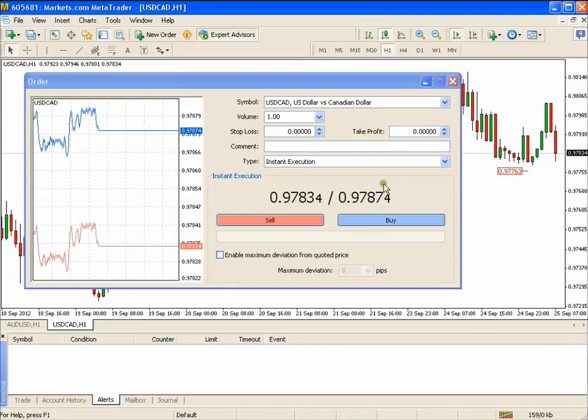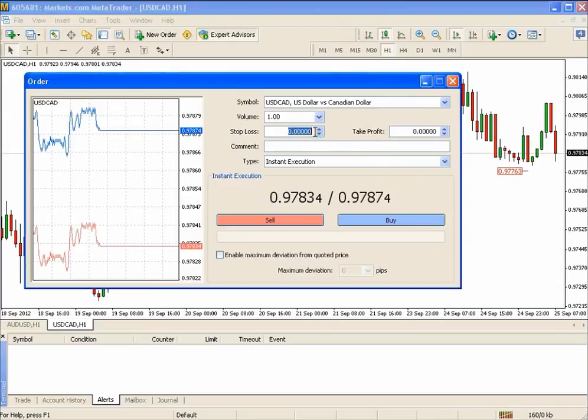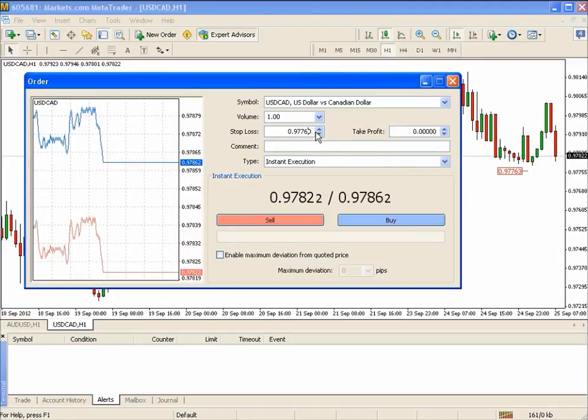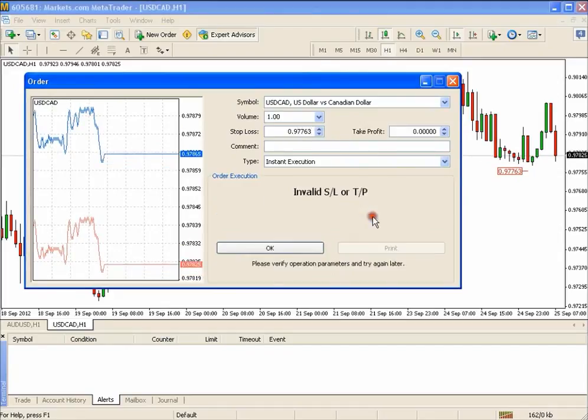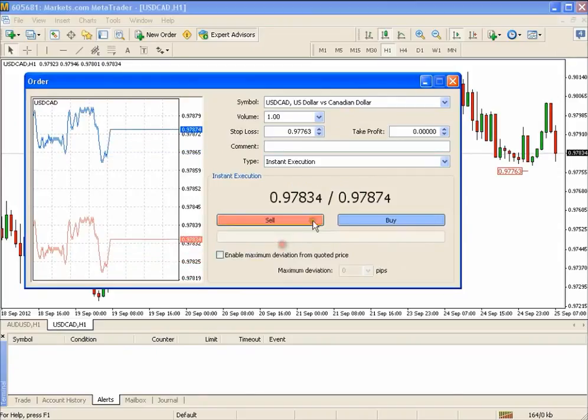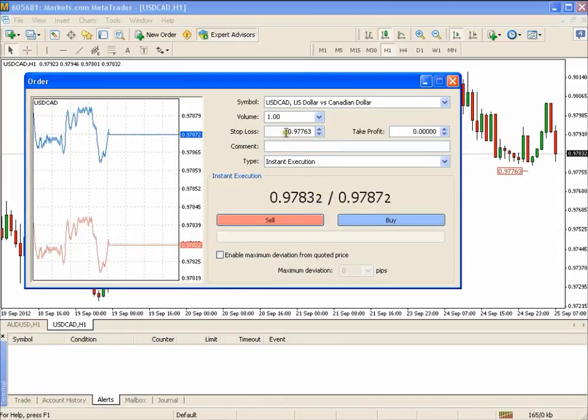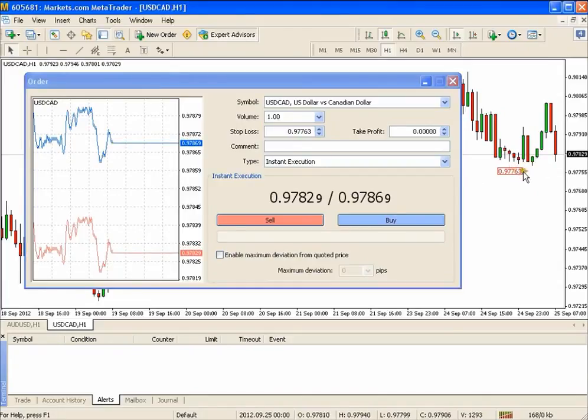Just please note that I'm just choosing random trades, so don't hold this one against me. Now we're going to put in this as our stop loss value. So all I'm doing is I'm going to type in 0.97763 and now I'm going to click buy. Alright, you see this invalid stop loss or take profit? This is telling us that our stop loss is invalid. What they want us to do is to have a stop loss of more than 80 points or 8 pips. So this stop loss is actually too close.